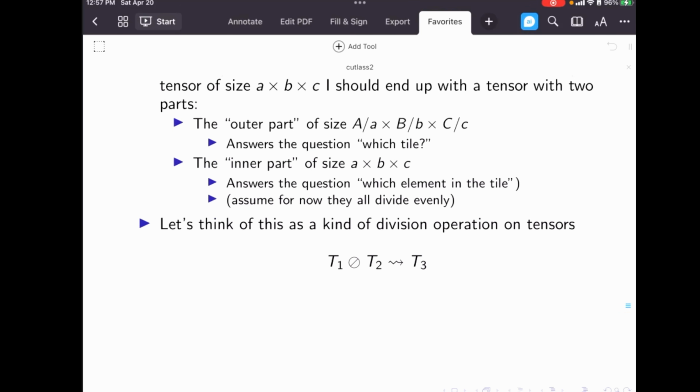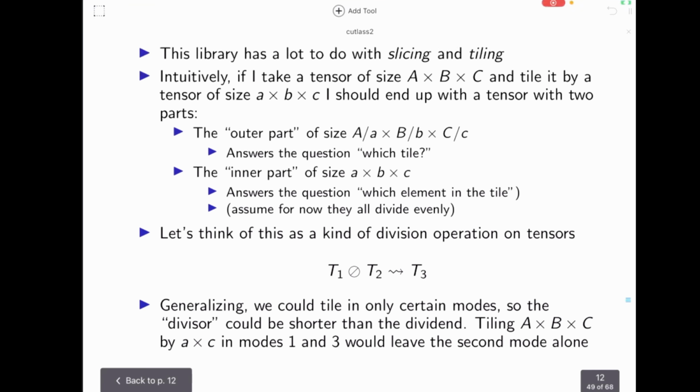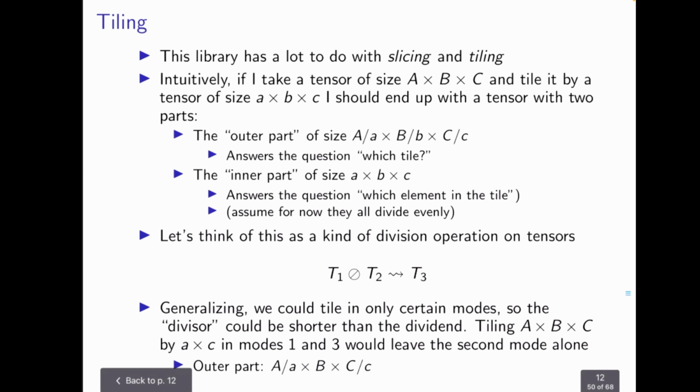T3 is T1 tiled by T2. This should make some sense because it's what we were talking about before. Sorry, I don't know why this keeps jumping around. Okay. And generalizing that, we could also just tile in certain modes.